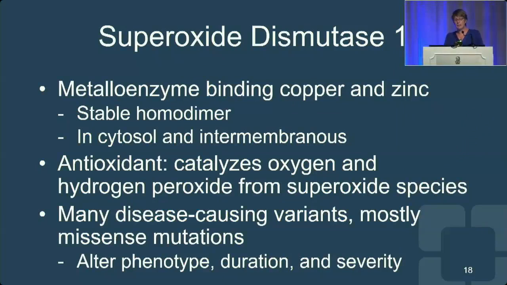And this is a metalloenzyme that binds copper and zinc, and it's both in the cytosol and in the membrane. It's an antioxidant, basically, so it catalyzes the oxygen and hydrogen peroxide from the superoxide species. There are a bunch of different mutations, mostly missense mutations, a bunch of variants that can end up causing ALS. And depending on what the specific mutation is, that can alter the phenotype and the duration of the disease.